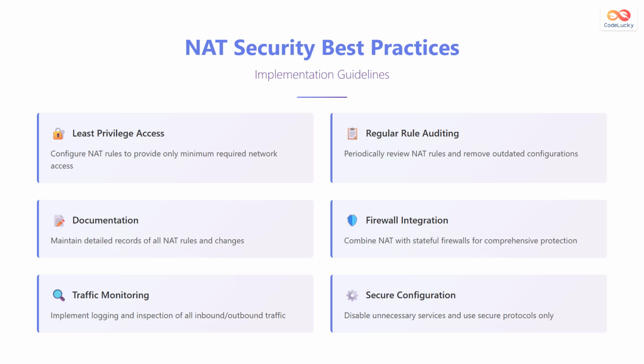Fourth, integrate firewalls. Combine NAT with stateful firewalls for comprehensive protection. The firewall inspects traffic content, not just addresses. Fifth, implement traffic monitoring. Set up logging and inspection of all inbound and outbound traffic to detect anomalies. Sixth, ensure secure configuration. Disable unnecessary services on the NAT router and use only secure protocols. Keep firmware updated with the latest security patches.